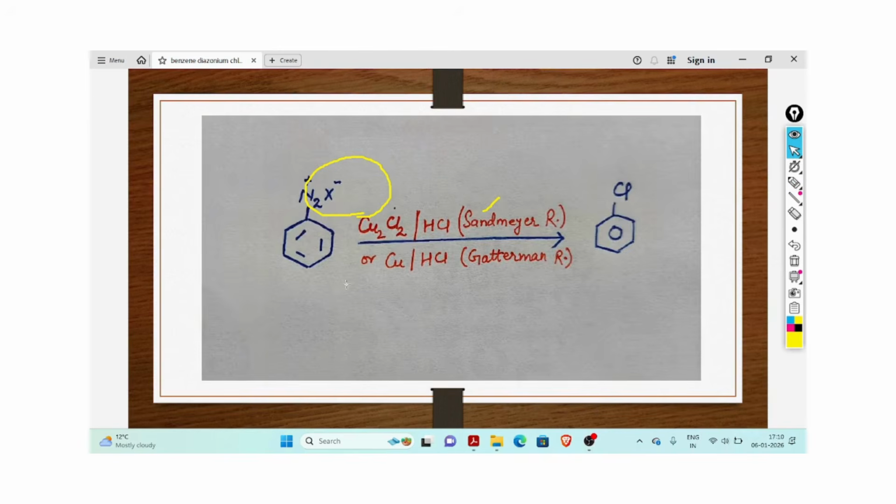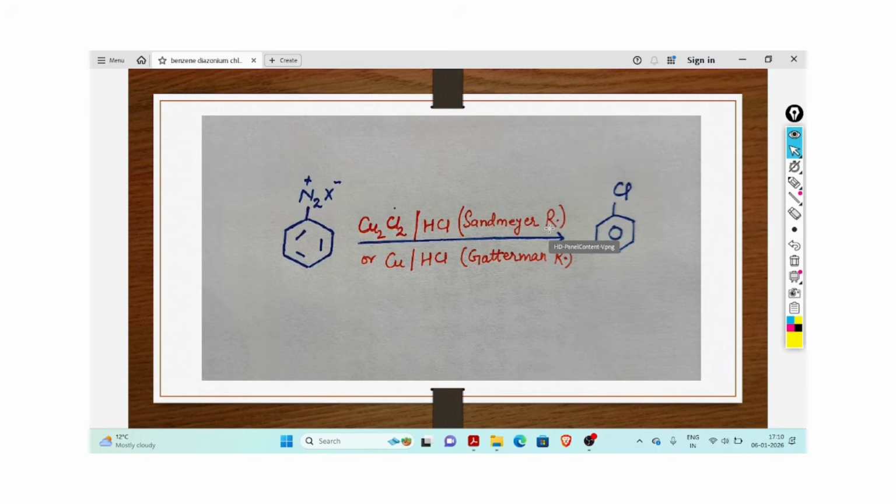See, in place of this N2X, you can see the molecule is chlorobenzene. Cl is in place of N2X, so your product is chlorobenzene. This reaction is called Sandmeyer reaction. So what is the easy trick? You have to remove this part N2X and you are treating with HCl, so you will substitute this N2X by the later part of your attacking reagent. So this is Sandmeyer reaction.